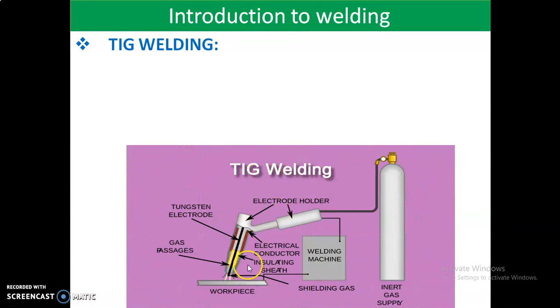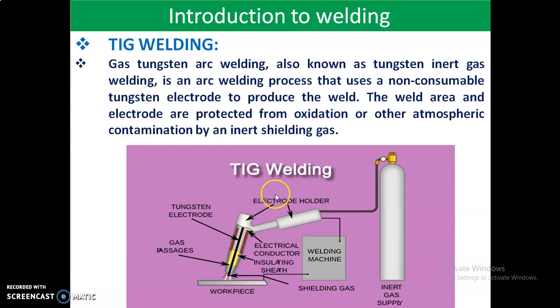So in tungsten inert gas welding, also known as gas tungsten arc welding, it is an arc welding process that uses a non-consumable tungsten electrode to produce the weld. The weld area and electrode are protected from oxidation or other atmospheric contamination by an inert shielding gas. So this is about the TIG welding process. I hope you understand about TIG welding and MIG welding.